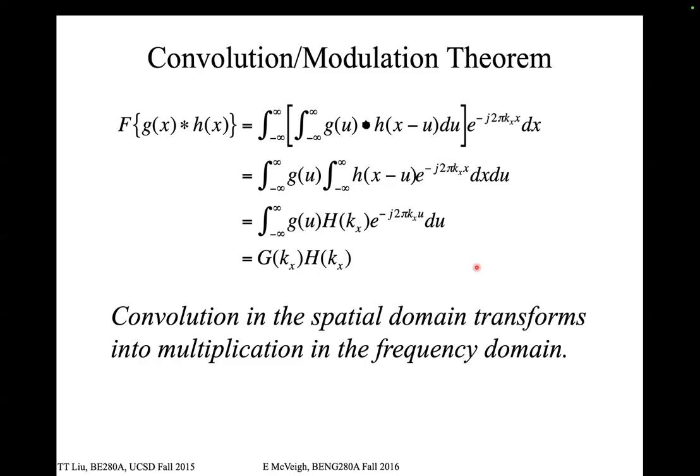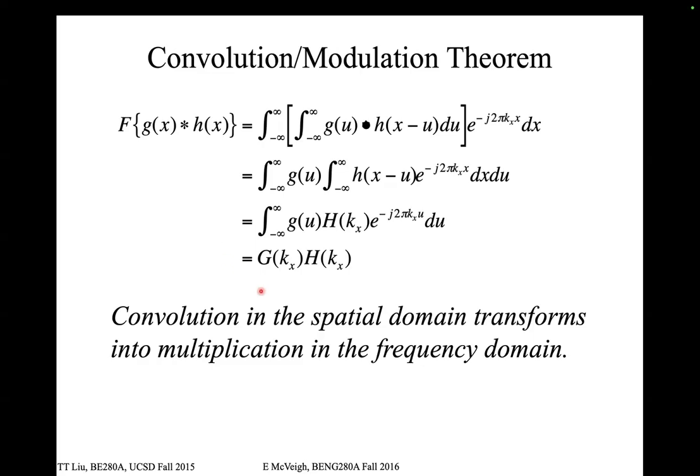So you should remember this. Just the big thing to remember is the Fourier transform of G convolved with H is the Fourier transform of G times the Fourier transform of H, okay? Think of it as a filter.